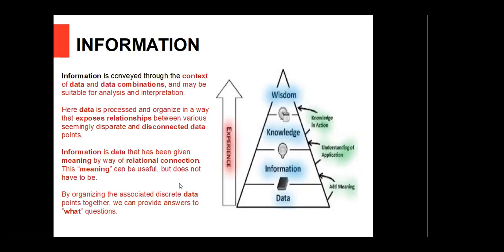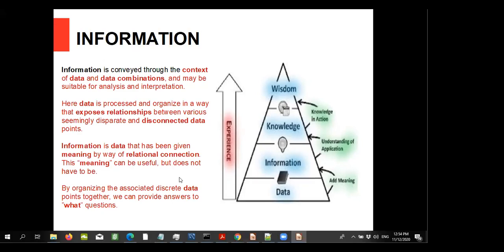Information is conveyed. So we're moving up the pyramid now. Information is conveyed through context of data and data combination. Data is more powerful when you connect one to another. Very powerful. If you don't know this, then there's a whole lot you don't know. The most powerful data are those that easily connect so that it creates a bigger picture. It adds meaning to create more understanding.